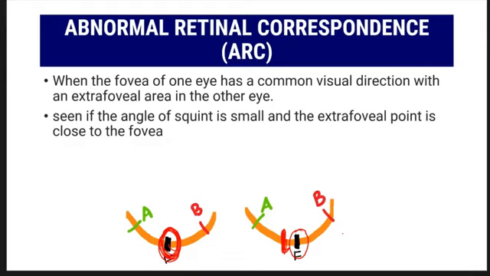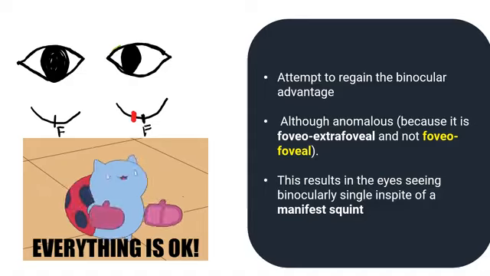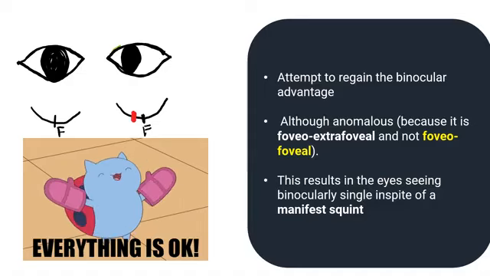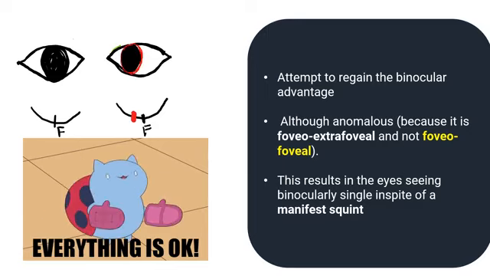So in such a condition, when correspondence develops in this way, it is called an anomalous retinal correspondence or an abnormal retinal correspondence, right? And it is seen if the angle of squint is really, really small. For ARC to develop, the angle of squint should not be large. Since here you are seeing foveal to extrafoveal interactions, it is known as an abnormal retinal correspondence. For example, here the patient actually has a very little amount of esotropia.